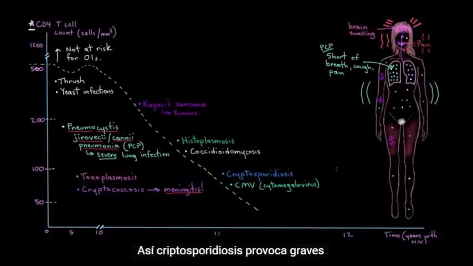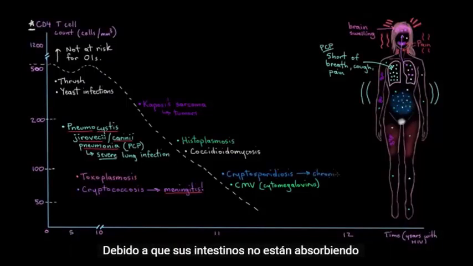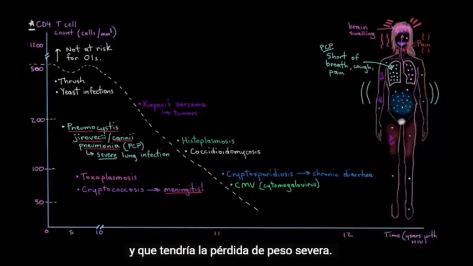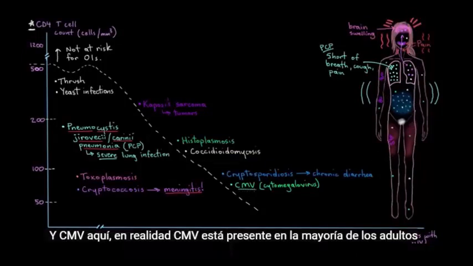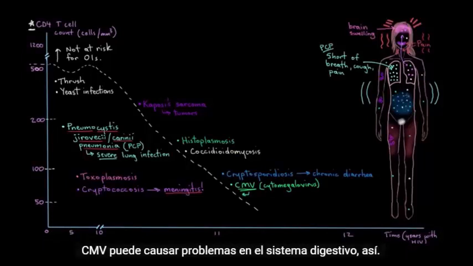So cryptosporidiosis causes severe gastrointestinal symptoms. So you'd get this chronic, long-standing watery diarrhea because your intestines just aren't absorbing food or water properly. You would get serious stomach cramps, and you'd have severe weight loss. And CMV here, actually CMV is present in most adults, but it only really starts to cause trouble if something's wrong with your immune system. So in someone with really low CD4 levels, CMV can cause problems in the digestive system as well.